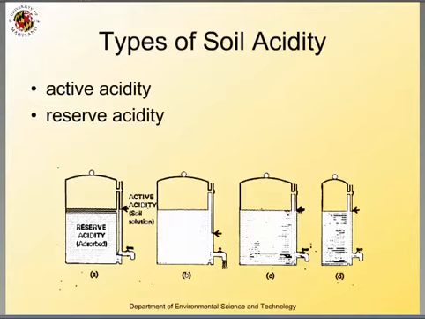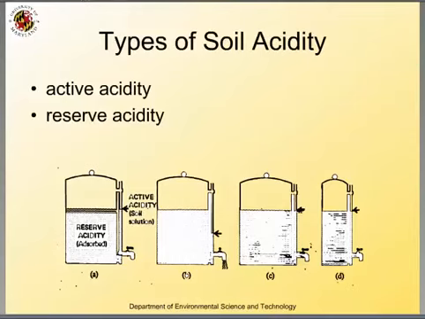All right, let's go back and talk about acidity again. First of all, we distinguish between two types of acidity in soil, active acidity and reserve acidity. Active acidity is the hydrogen ion and aluminum ion in the soil solution, okay? But reserve acidity is the hydrogen ion and aluminum ion on exchange sites.